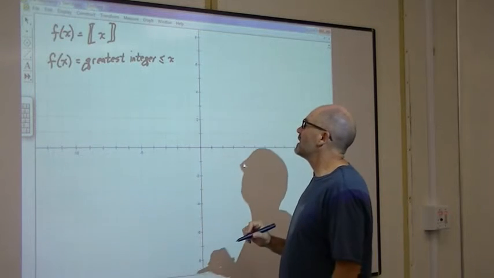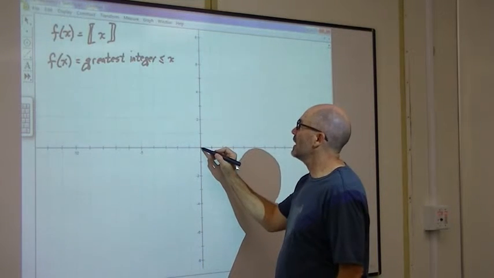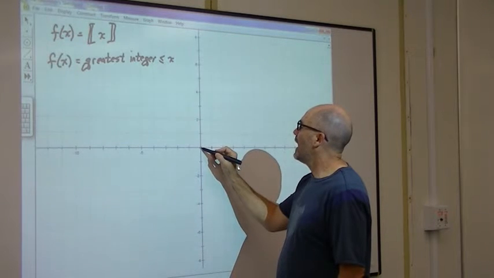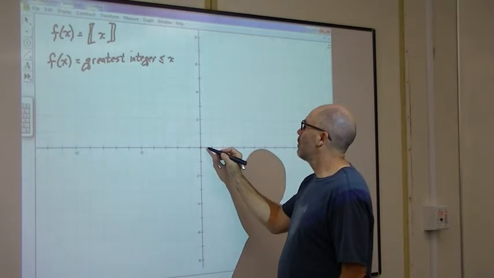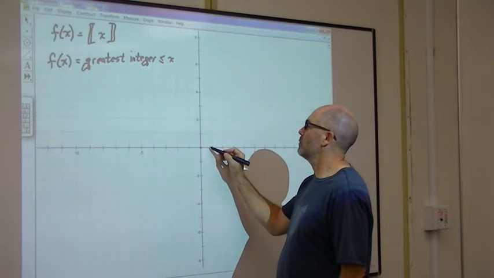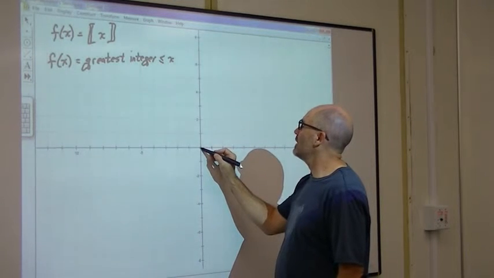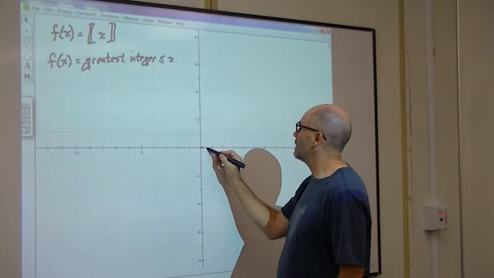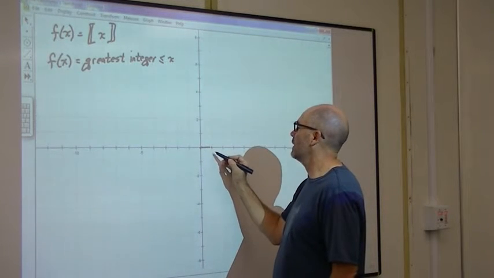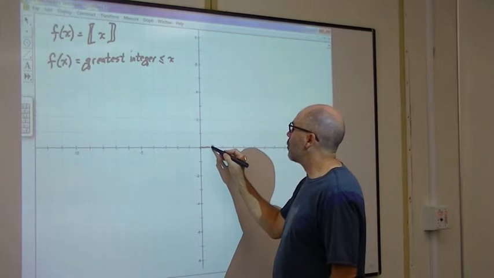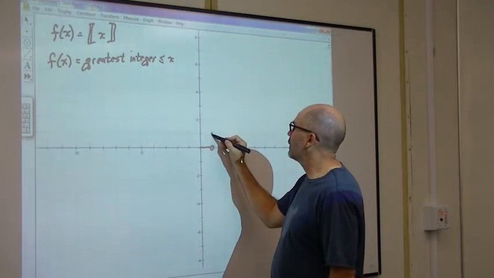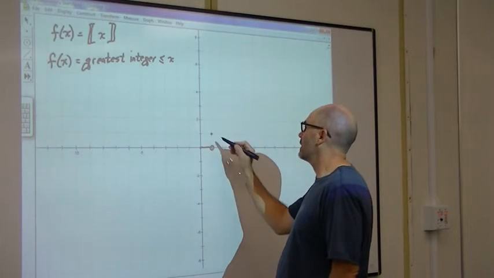So if I make x 0, the greatest integer less than or equal to 0 is 0. If I make x 1/2, or 0.5, or 0.6, 0.7, 0.8, 0.9, the greatest integer that's less than or equal to all those decimals is going to equal 0. Now when I get to 1, then it jumps up, because the greatest integer less than or equal to 1 is 1.